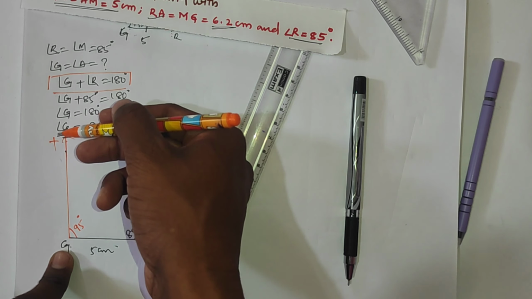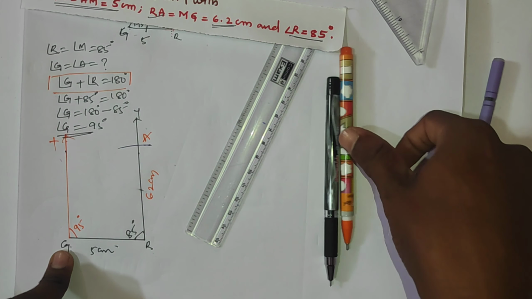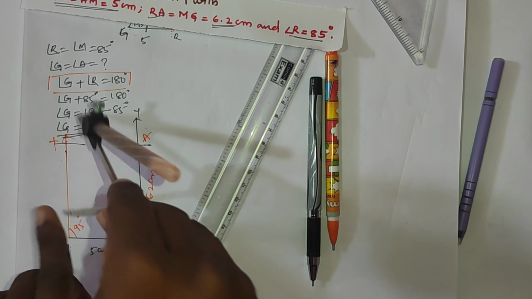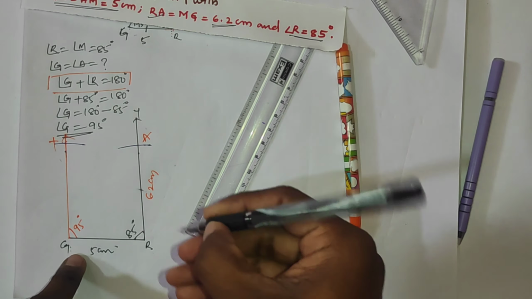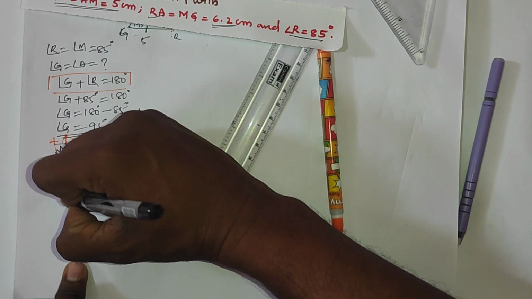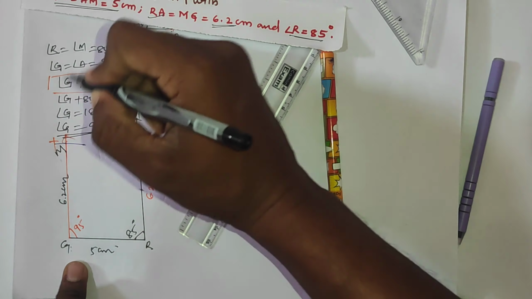From G to X, it's a ray, right? I'm cutting this ray, taking center as G. We got the intersecting points. This is M. So GRAM. So this is 6.2 centimeters.